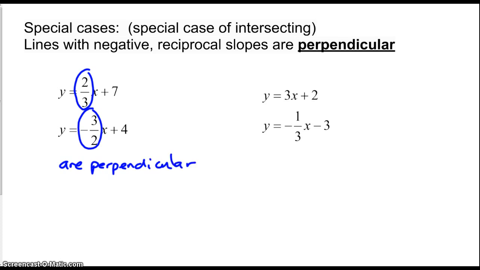And by the way, the geometry symbol for that is this, right? It looks like a little upside down T. And that would be true in this case too. This 3 can be thought of as 3/1, and this -1/3 is the negative reciprocal, so these ones are perpendicular as well. Okay.